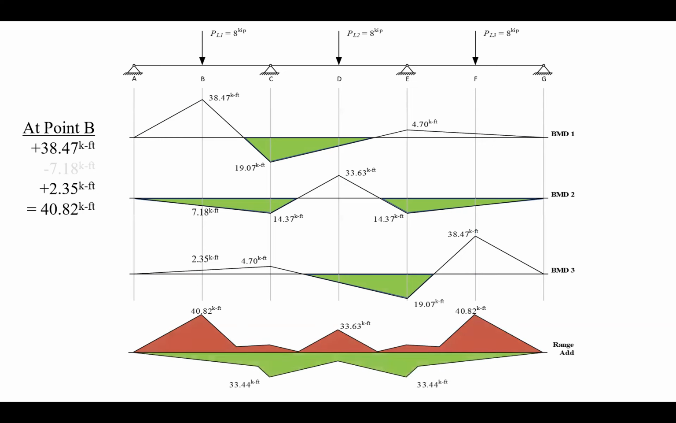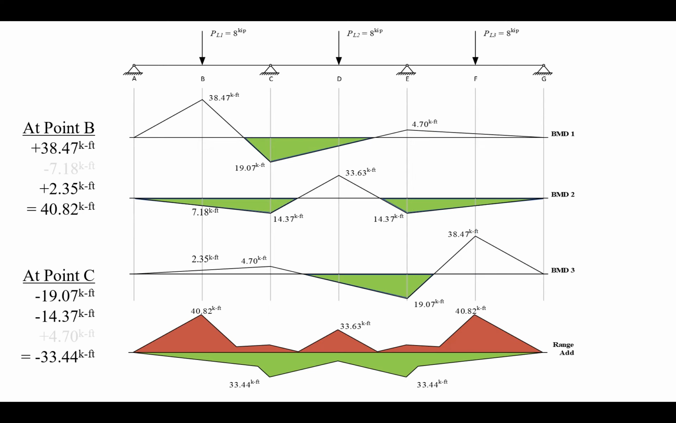And so if we go through and include those and we look at point C, there's a negative moment at point C due to a load in span one. There's a negative moment at point C due to a load in span two, but there's a positive moment at point C due to a load in span three. So when we use the range add combination, it disregards that positive moment now and gives us a result that includes only the negative values. So minus 19 plus a negative 14 gives us a negative 33. And so it's like a Frankenstein combination of the linear add and the envelope combinations.